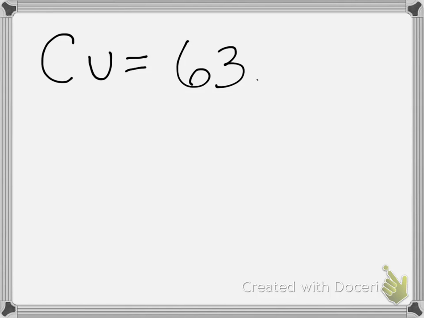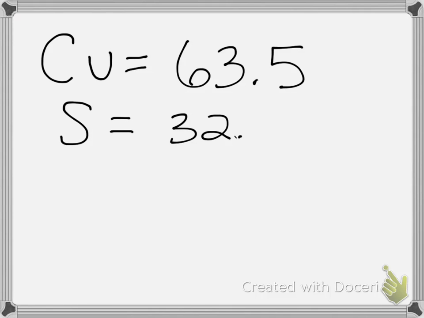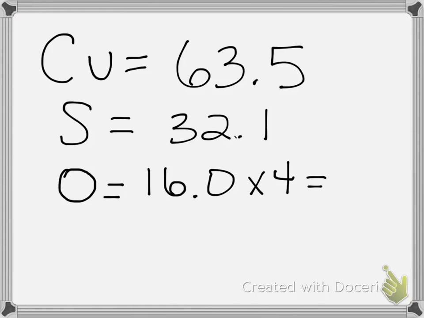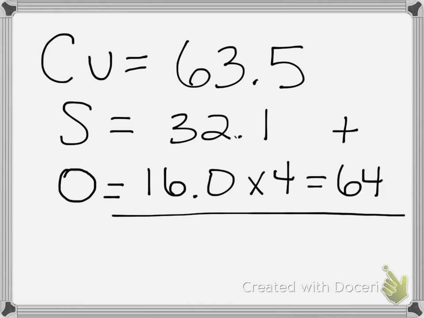Next one is copper 2 sulfate. So again, using the values from 497, we have copper, which there's 1 in the compound at 63.5. We have sulfur, which there's 1 in the compound at 32.1. And oxygen, there are 4 in sulfate, so I have to do the value 16.0 times 4, which gives me a value of 64.